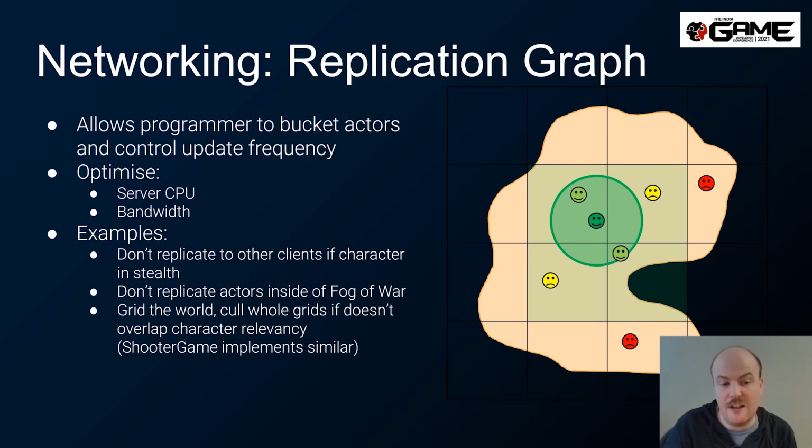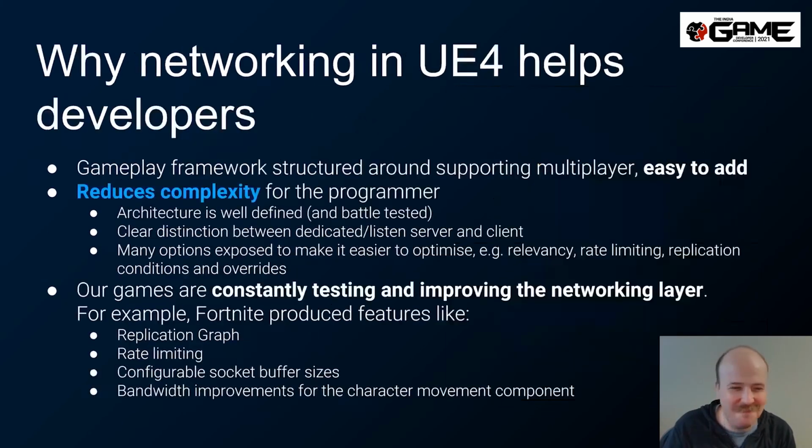We don't replicate to clients if the characters are in stealth, for instance. We don't replicate actors inside Fog of War. We grid the world and cull through the grids if that doesn't overlap with a character's relevancy. So you can do all these different things to cut down the need to replicate at all, which is the best type of optimization when it comes to replication.